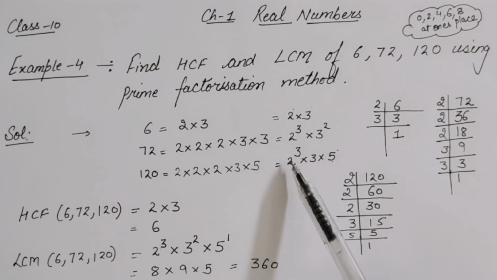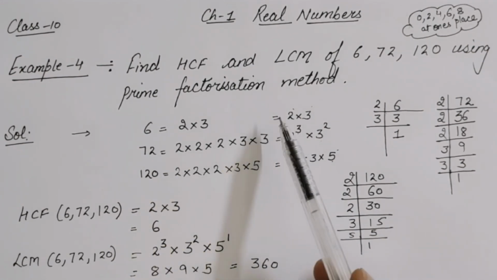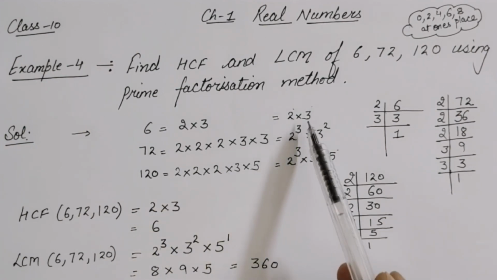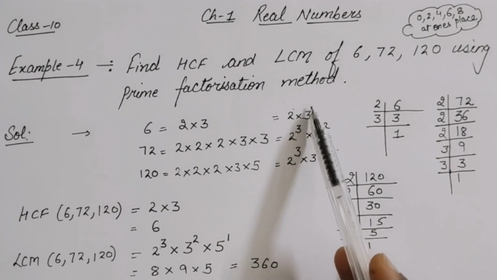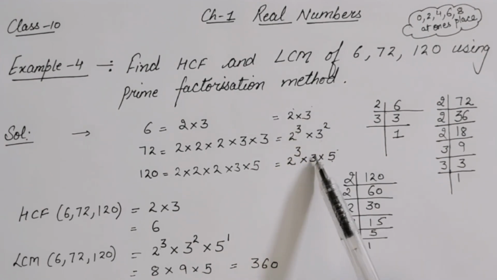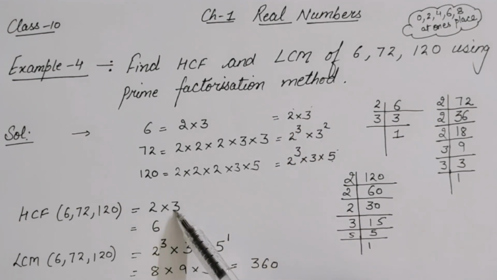2 is common, and 2 to the power 1 is the smallest power, so you are going to take 2 to the power 1. 3 is also common here, and 3 to the power 1, 3 to the power 2, 3 to the power 1. Again, 3 to the power 1 is the smallest power, so you'll take 3 to the power 1. After that you are going to multiply 2 with 3, which is 6.